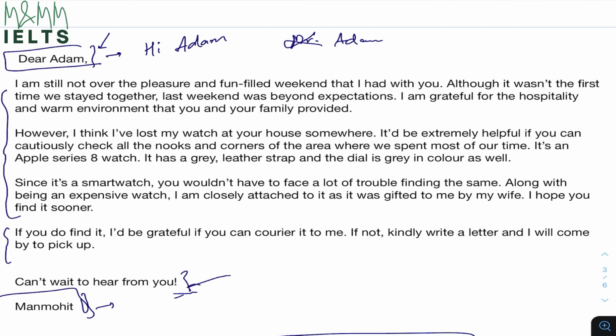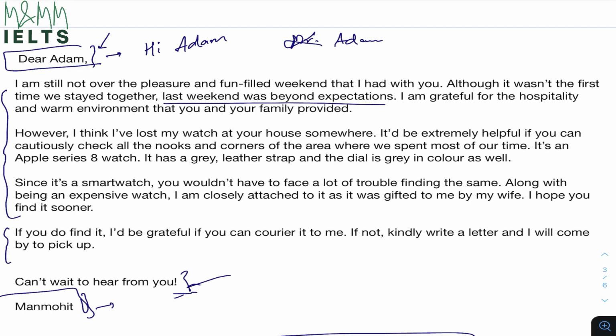Then, because there were 3 questions, I've answered all 3 questions in 3 different paragraphs. I could have just combined all 3 into 1 paragraph, but I decided to have 3 separate paragraphs because it looks a lot neater and cleaner. My first question was to thank my friend for the time that I spent with him. So what I have written is, I'm still not over the pleasure and fun-filled weekend that I had with you. Although it wasn't the first time we stayed together, last weekend was beyond expectations.